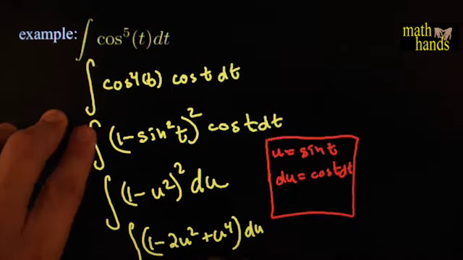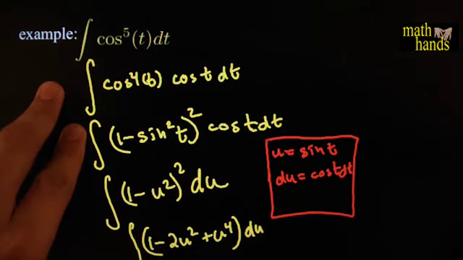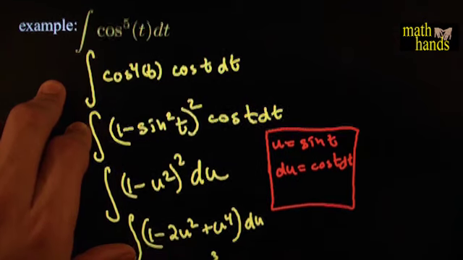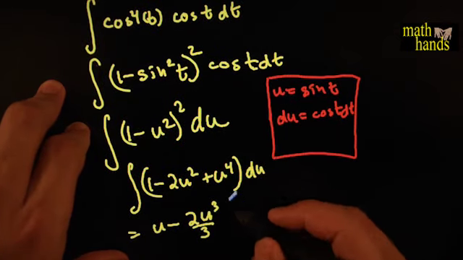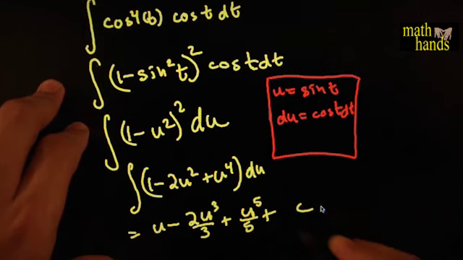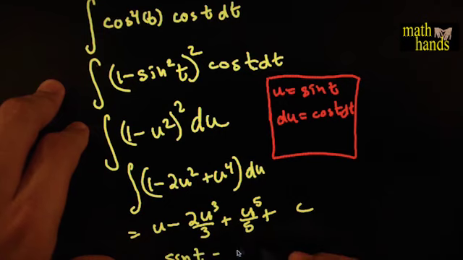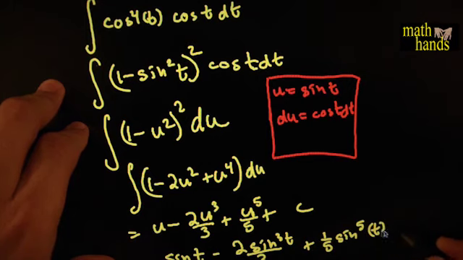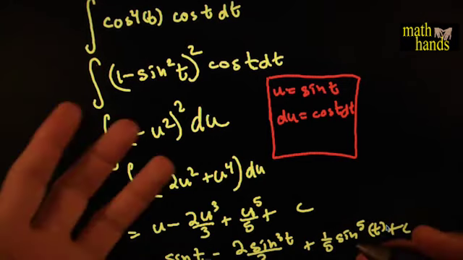I'm ready for business. This will become integral of u over 1, that would be u, minus 2 times integral of u squared, that's u to the 3rd over 3, plus u to the 5th all over 5, plus a constant. And just finally, just make your substitution and you're good to go. This will become sine t minus 2 thirds sine to the 3rd t plus 1/5 sine to the 5th t plus a constant. That's it. As easy as it sounds, that's it.